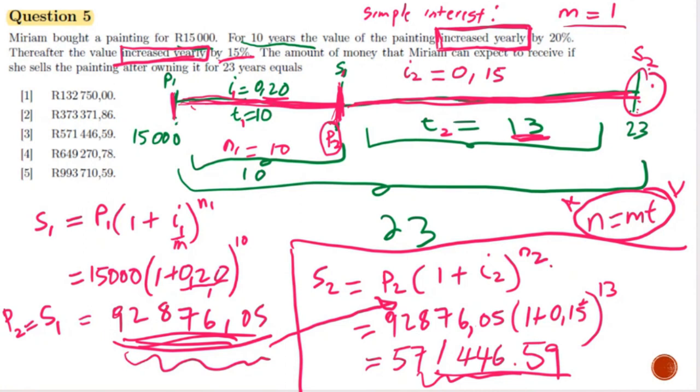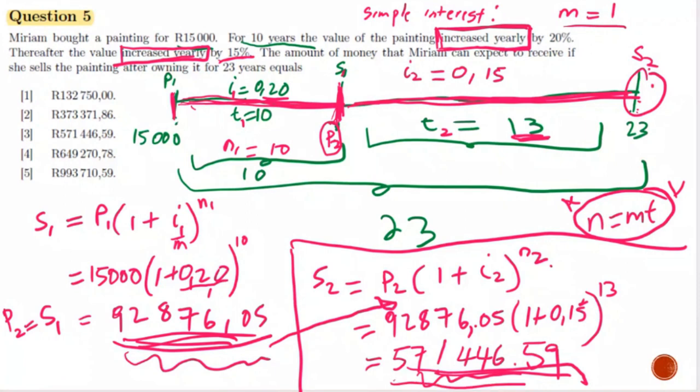Okay, let me see if there is an answer that is suggesting that. 571,446.59 plus 15,000 is 586,446.59. Okay, it gets you there, but there is no such answer. I was trying to see, because sometimes you would get an answer which is misleading. There is no answer that is misleading.